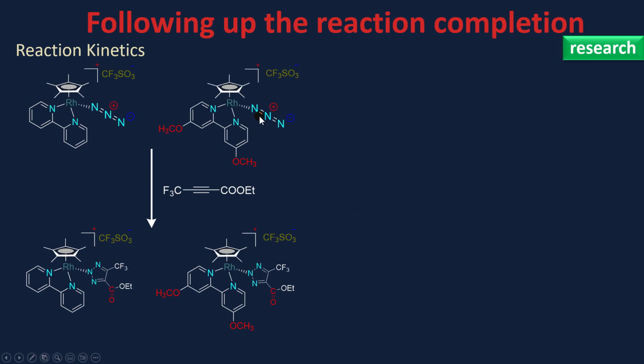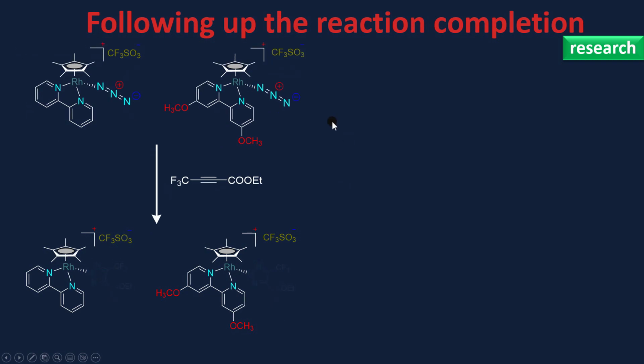Simply, I can follow the disappearance of the azide group and the appearance of the carbonyl group with time, and both have pretty intense bands. So we will be able to calculate their rate constants. Let's follow the reaction together. Now the reaction starts.